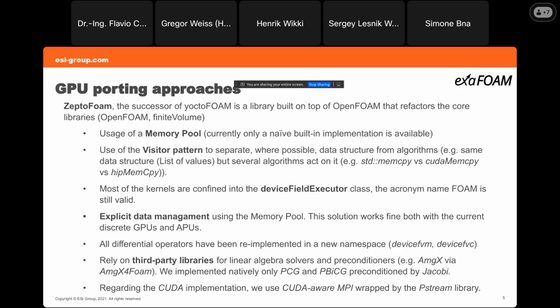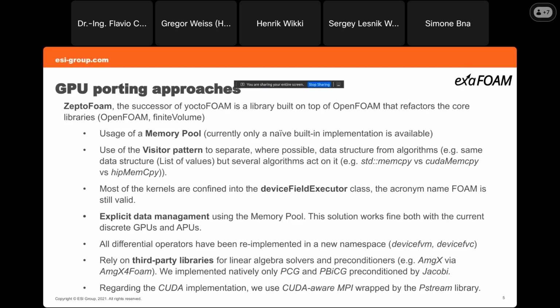that, let's say, relies on OpenFOAM and tries to introduce some design patterns that can be useful to run on GPU. But different from the previous approach, we have explicit data management, using a memory pool we implemented natively. So in these two libraries we refactored, we used the visitor pattern to separate the data structure that we have in OpenFOAM and the algorithm that acts on it.